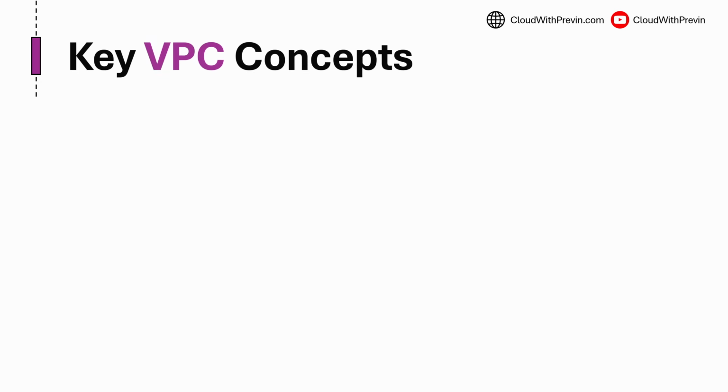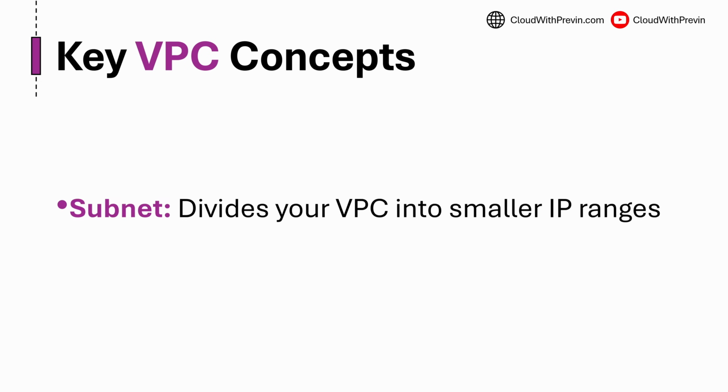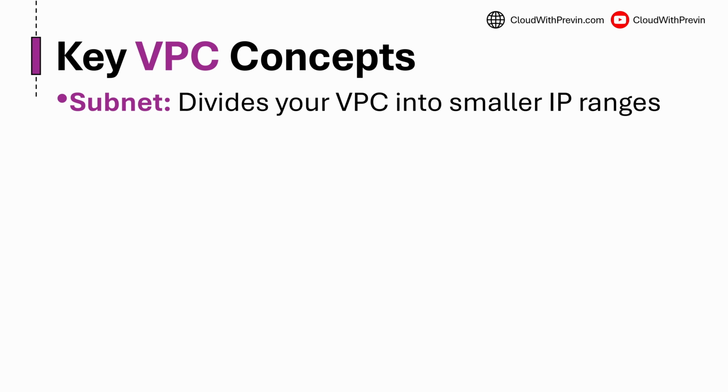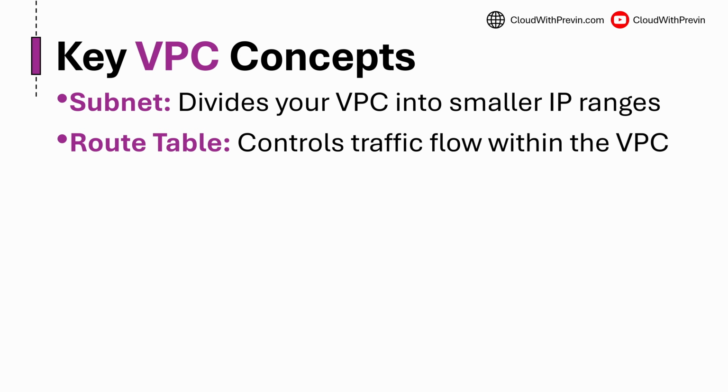Now let us understand the key concepts of a VPC. We have subnets, which break your VPC into smaller IP ranges, like one for web servers and one for the databases. This separation helps to keep the workloads organized and secure. Next, we have route tables. The route tables decide where the packets must go, whether to another subnet or out to the internet. For example, web traffic might route to an internet gateway, while the DB traffic stays internal.